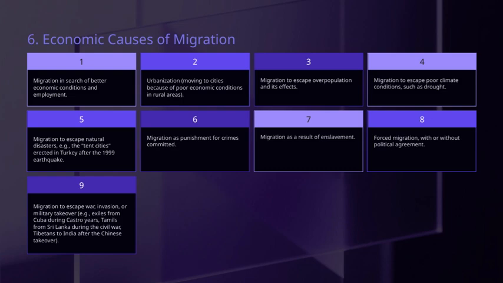Examples include exiles from Cuba during Castro's regime, Tamils fleeing Sri Lanka's civil war, or Tibetans seeking refuge in India after Chinese control. Migration can also be a form of punishment for crimes, forcing people to relocate involuntarily. Moving to urban areas is another significant trend. People often migrate to cities because rural areas lack economic opportunities, leading to urbanization. Natural disasters, such as earthquakes or floods, also cause many to migrate. Remember the tent cities in Turkey after the 1999 earthquake.